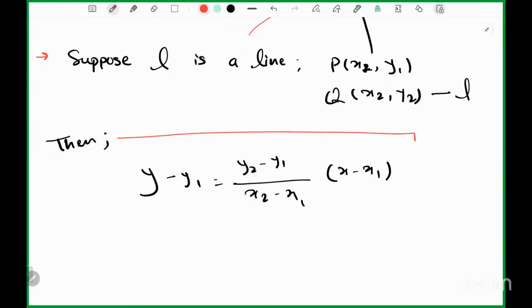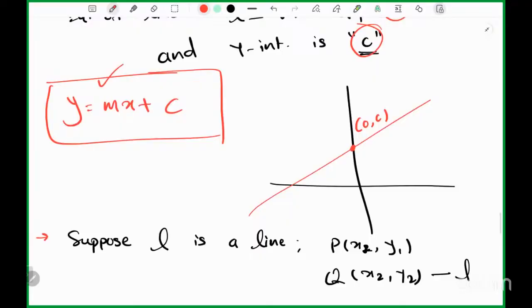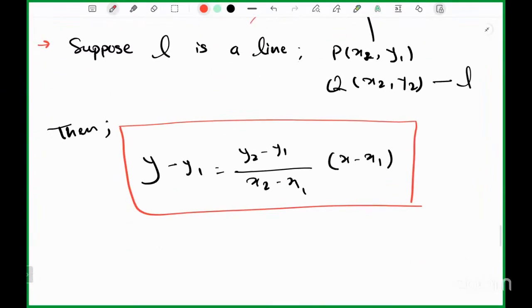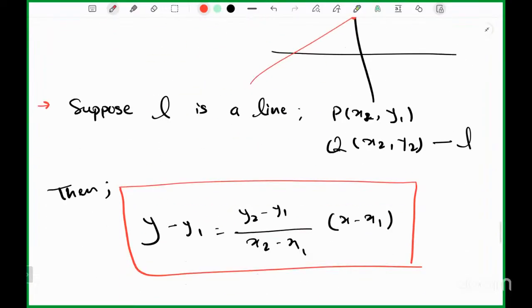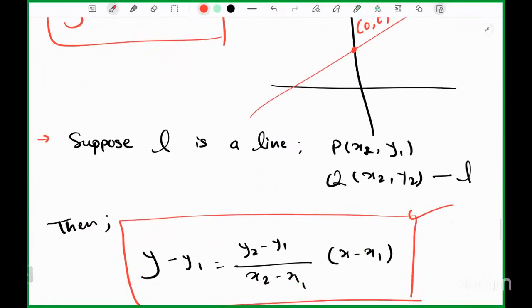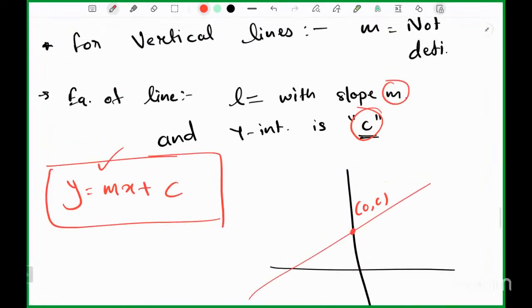So these are the two basic formulas you should remember. First is the slope-intercept formula, which is y is equal to mx plus c, and another one is the two-point formula, that is y minus y1 is equal to y2 minus y1 upon x2 minus x1, into x minus x1. You can also generate this formula from the other one, but that's your homework. If you want, you can try to generate the below formula from the above formula. You just have to substitute the value of m and compute c. That's all you need to do.